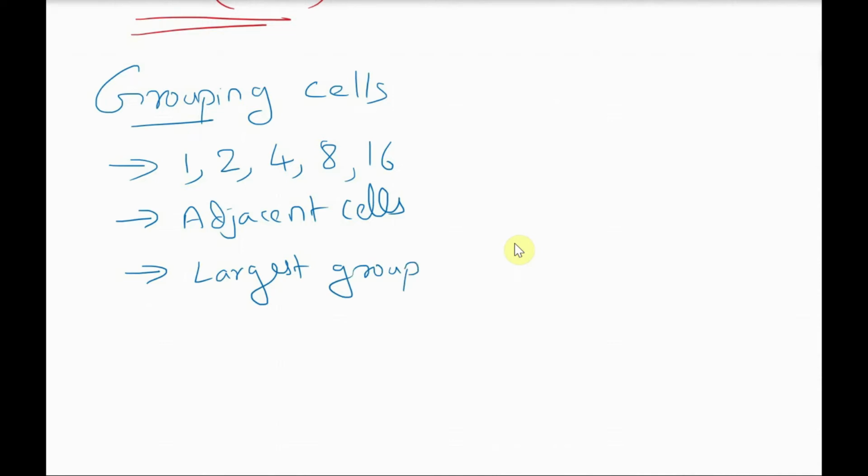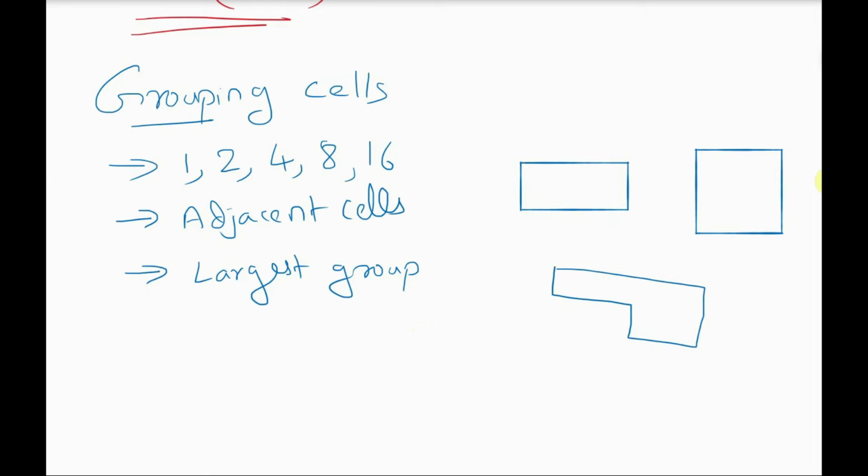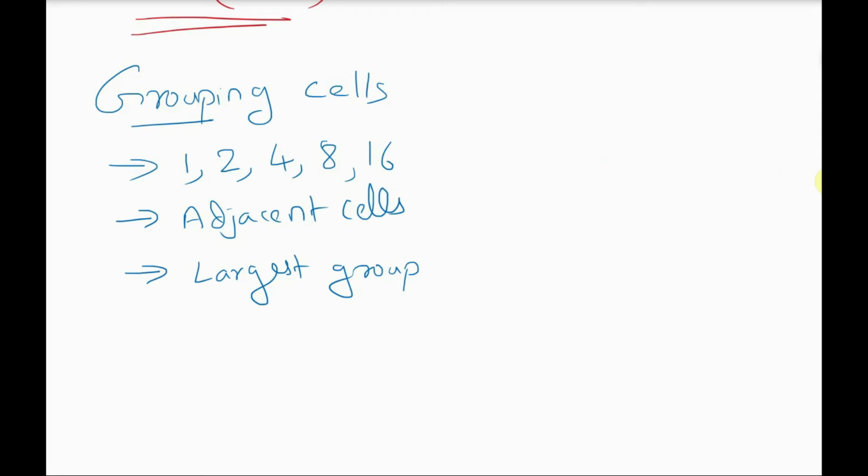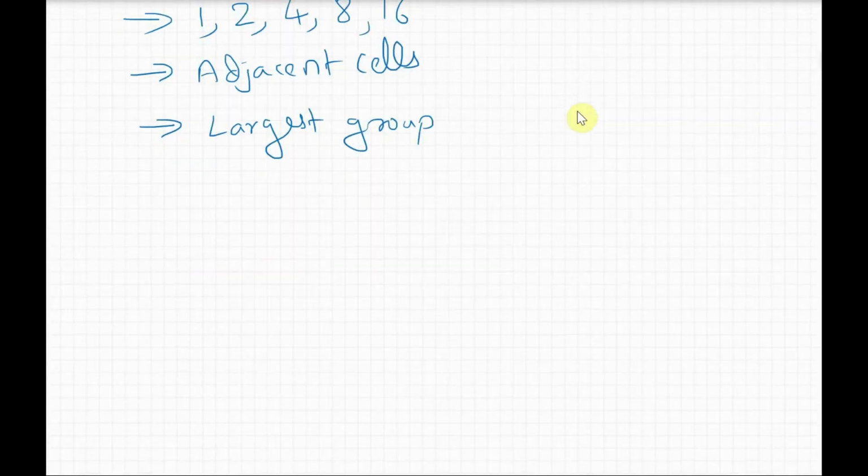That means we have to take the group with the maximum number of cells. Otherwise, we will not get a simplified expression. So we have to consider the largest group. Another thing you have to remember is that while grouping, you have to use either a rectangle shape or a square shape. You are not allowed to use any other shape to group the cells. So these are the things you have to keep in mind while grouping. So we'll see some examples.